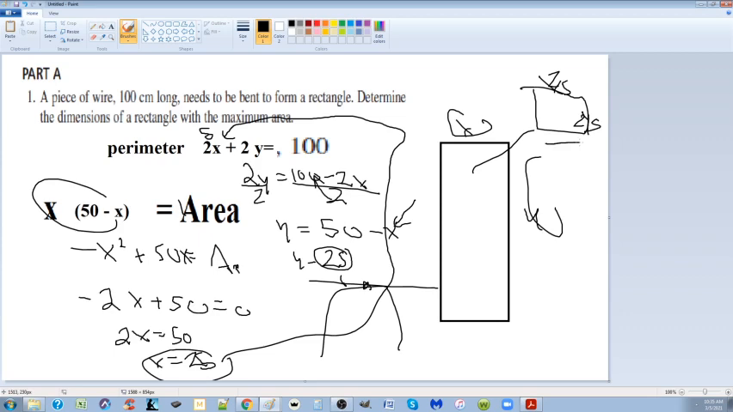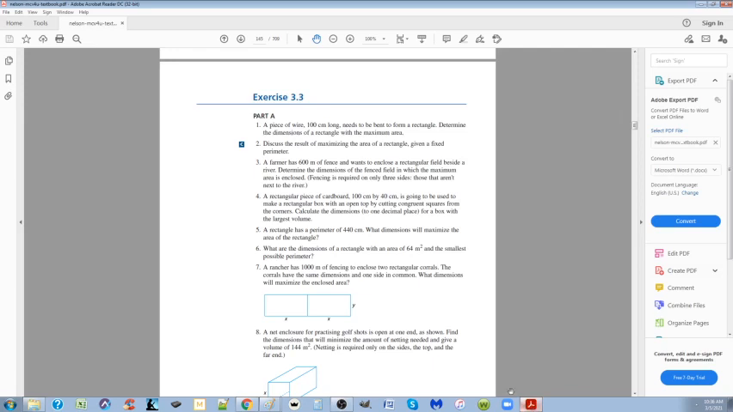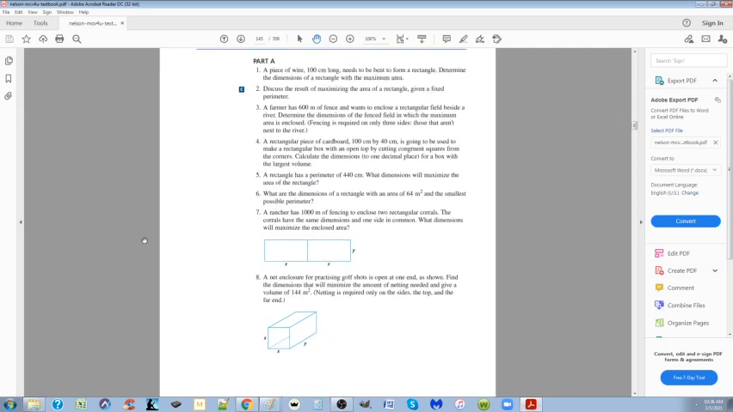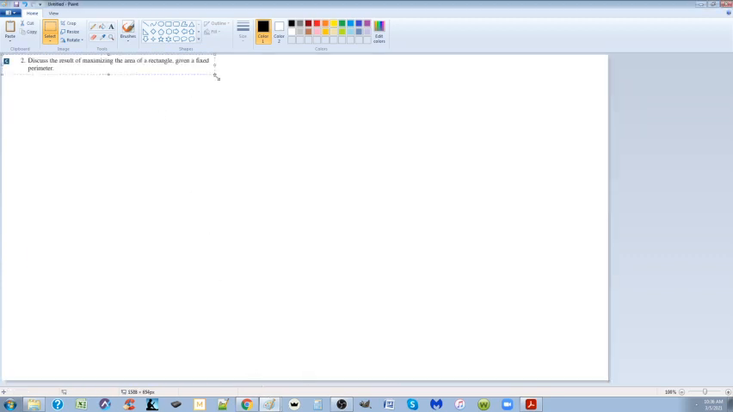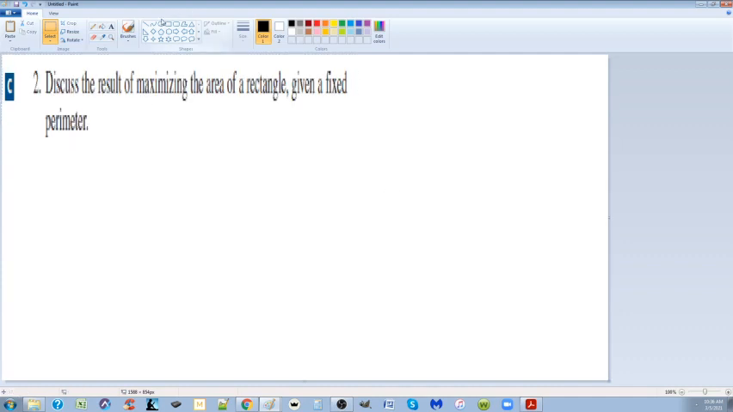In my opinion, this is a faulty question. It should actually be something like 24, 24, 26, 26 to actually create a proper rectangle. But anyway, that's optimization for you. And in a way, optimization's fault is that it will ignore limitations. It will sort of box you in, so to speak. Discuss the results of maximizing the area of a rectangle given a fixed perimeter. It's always going to be a square.